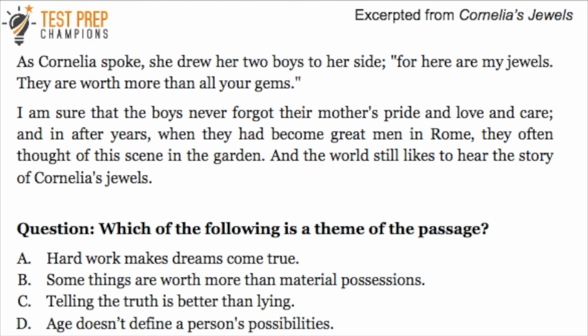Okay, so the question here is, which of the following is the theme of the passage? A, B, C, or D? So now's your chance, if you'd like to pause the video, try to figure this out, and whenever you're ready, we'll talk about this.